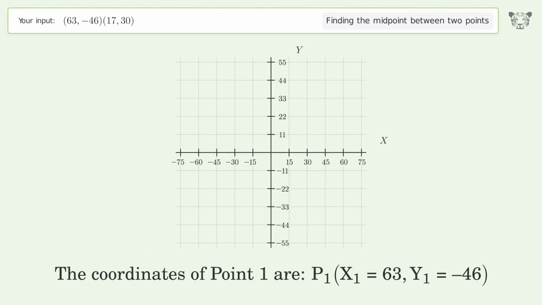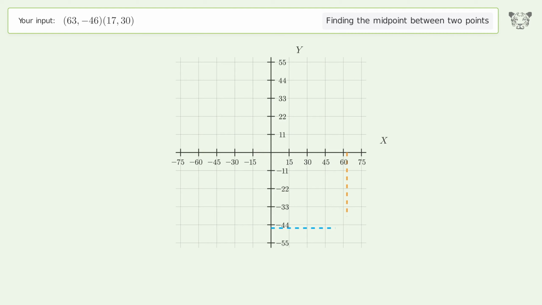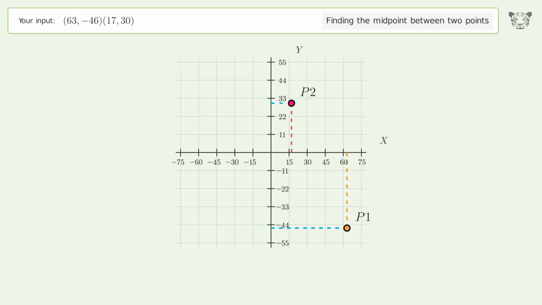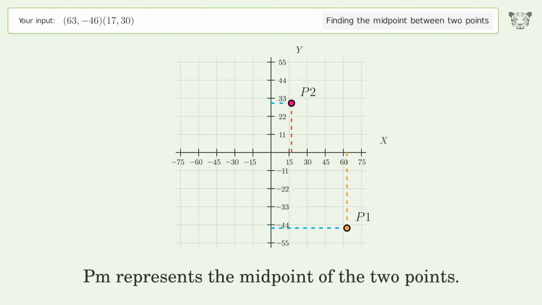The coordinates of point 1 are x1 equals 63, y1 equals -46. The coordinates of point 2 are x2 equals 17, y2 equals 30. PM represents the midpoint of the 2 points.